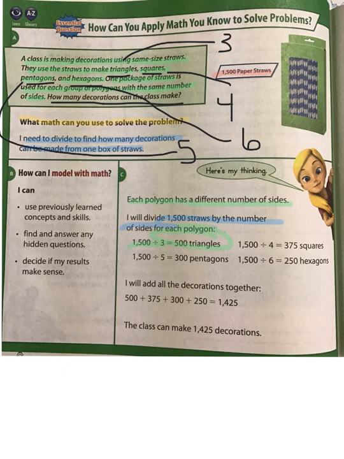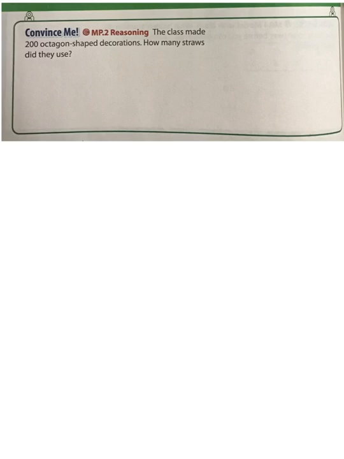For the squares, we're going to divide 1,500 by 4, and we get a total of 375 squares. For the pentagons, we're going to divide 1,500 by 5, and we get a total of 300 pentagons. And for the hexagons, we are going to divide 1,500 by 6, and we get 250 hexagons. Now we can add all of these numbers together, and we would get a total of 1,425 decorations.